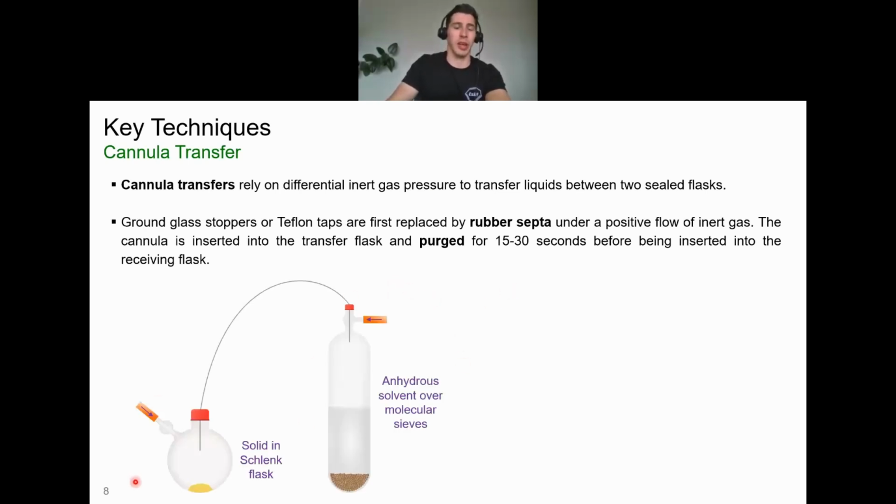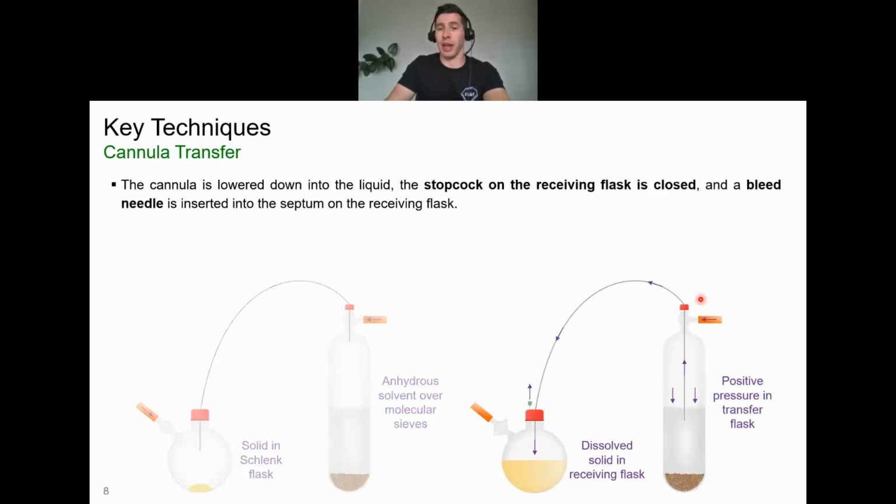So as shown here, a common time that we use a cannula transfer is to dissolve a solid in an anhydrous solvent. So this is a solvent ampule and this is our solvent. To initiate the transfer, we need to lower the cannula down into the solvent level, close the stopcock, and then insert a bleed needle. A bleed needle, sometimes called an exit needle, is just a clean, dry needle that allows the gas to escape. And as depicted by these purple arrows, you can see the flow of inert gas.